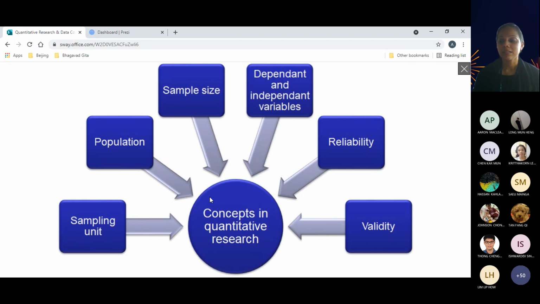Number of people in a single area. Thank you, Jamil, and thank you, I don't know who spoke. Okay, population is actually the participant of your research. Number of participant is sample size.